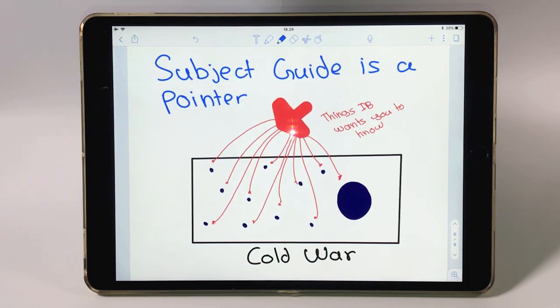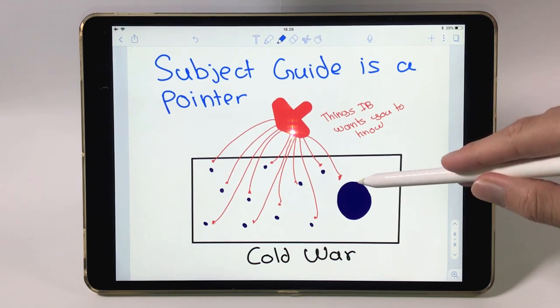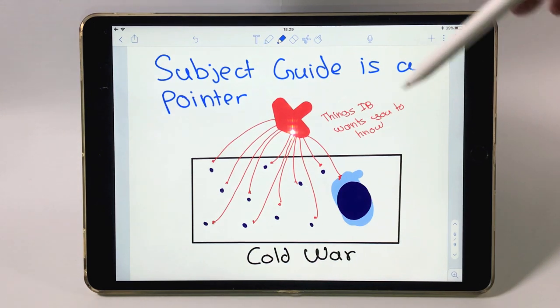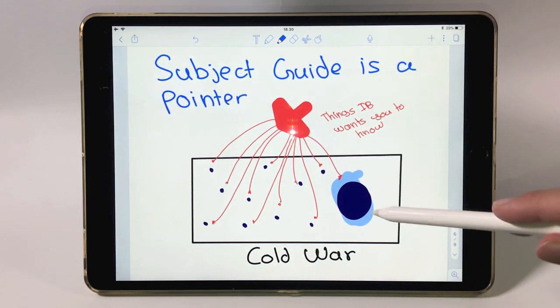This is what I mean when I say that the IB subject guide is a pointer. It literally points you to the specific things the IB wants you to know. This bulk over here, if we take Cold War, and this is all the information humans have on the Cold War. Maybe this big blob over here represents the main bulk of content you need to learn on the Cold War that will be very similar to a general high school level program like AP, SAT, A-level, right? Like most programs will cover these aspects of the Cold War.